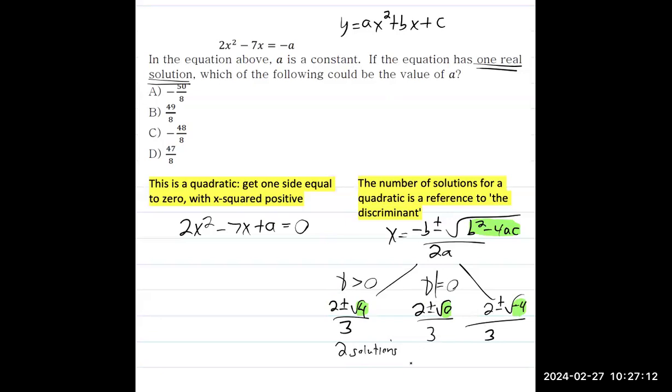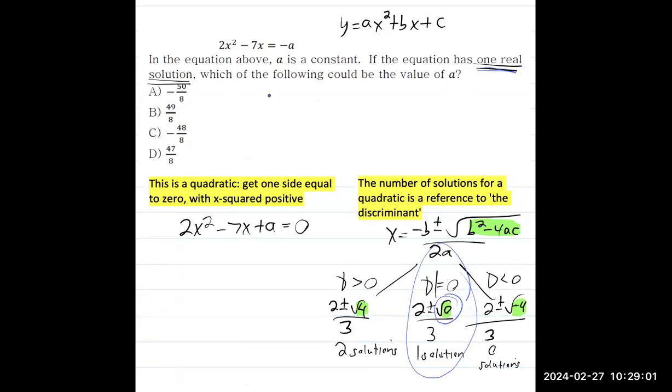If the discriminant is 0, you'd end up with one solution because it's just 2/3. We're not adding or taking away anything there. And if the discriminant were negative, you'd have no solutions. And that's because we have a negative under a radical, which is not allowed in the world of math. So we've got it on one side of the equation equal to 0 with the x squared positive, which is ideal. And if there's one solution, that is a reference to the idea that the discriminant must be 0.